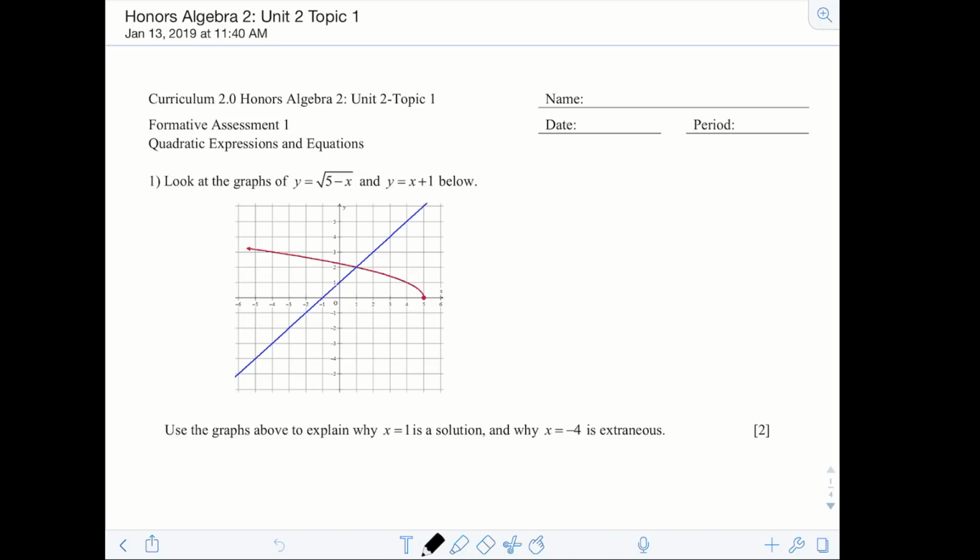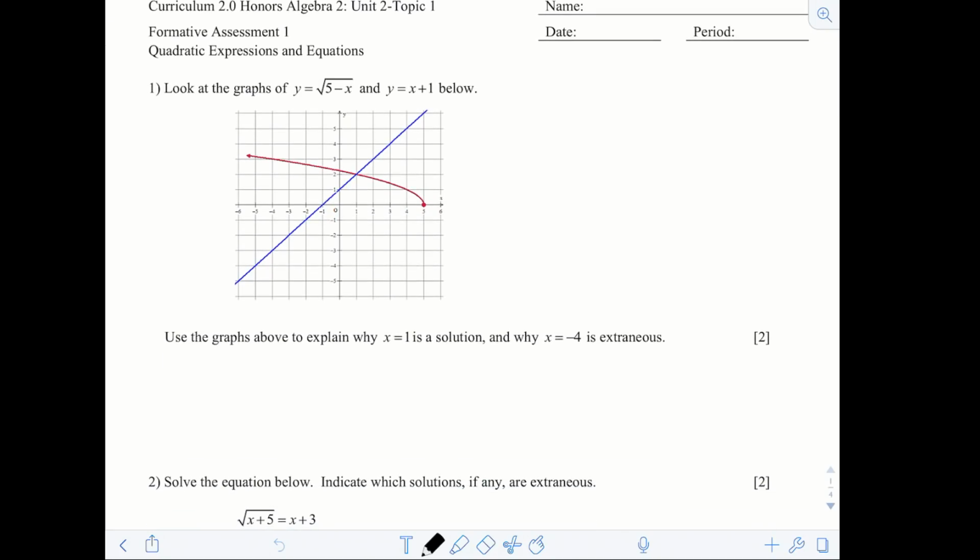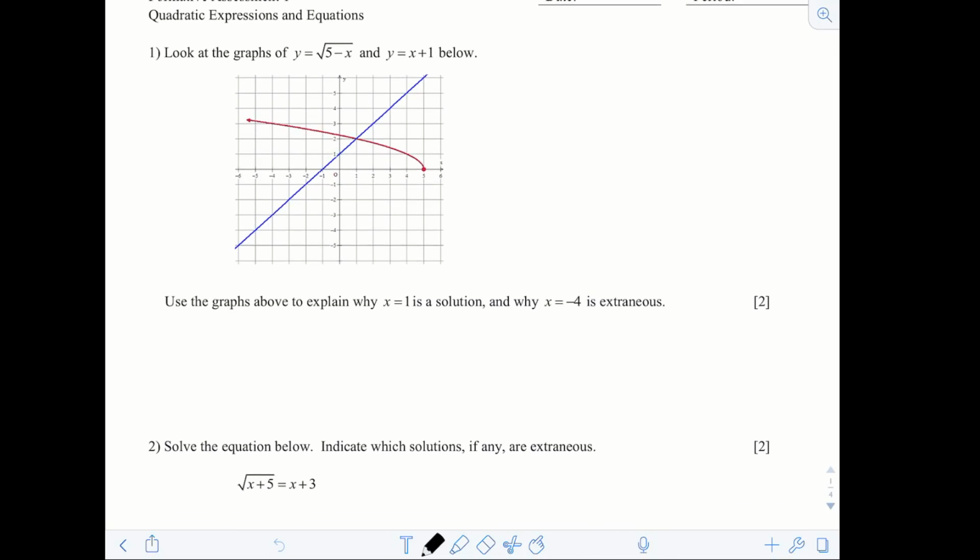So, working on Algebra 2, Unit 2, Topic 1. Looking at the graphs of y equals the square root of 5 minus x and y equals x plus 1, it says use the graph above to explain why x equals 1 is a solution and why x equals negative 4 is an extraneous solution.